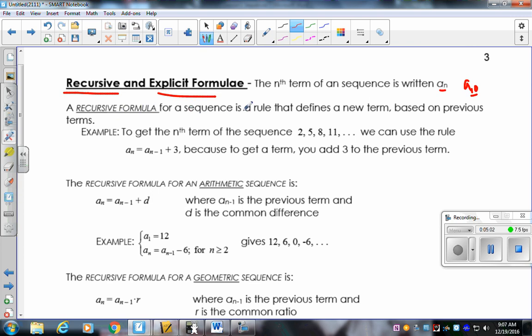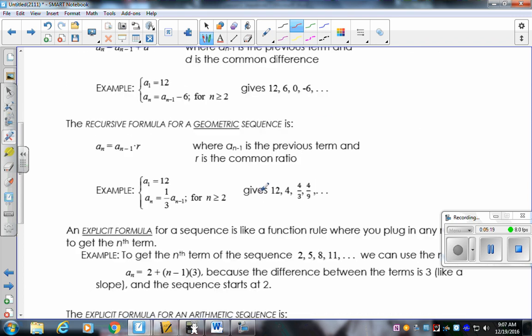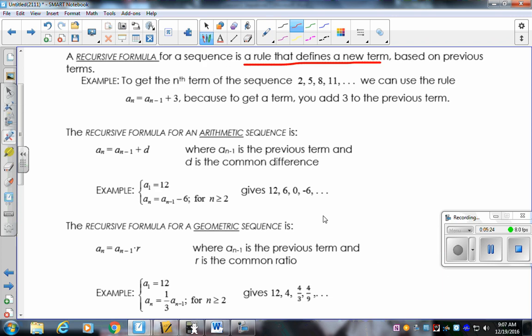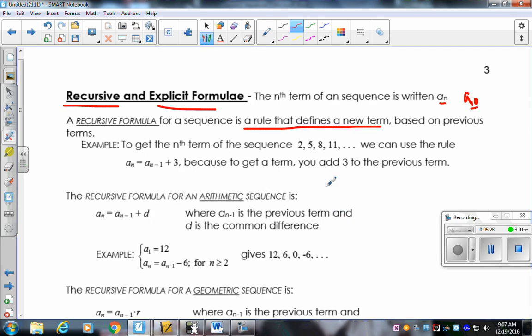It says a recursive formula is a rule that defines a new term based on the previous terms, meaning in order to find the next number in the pattern, you have to know what the previous number is before that. If I want you to find me the 20th number in the pattern, I would have to know 1 through 19 in order to identify that. When we get down to the explicit formula, this one's more helpful because I could instantly get that 20th number without knowing the other ones before that. So that's kind of our major difference, okay?